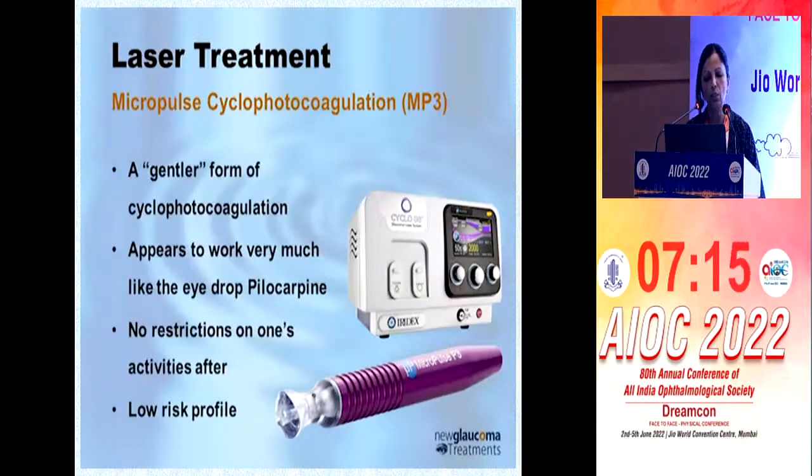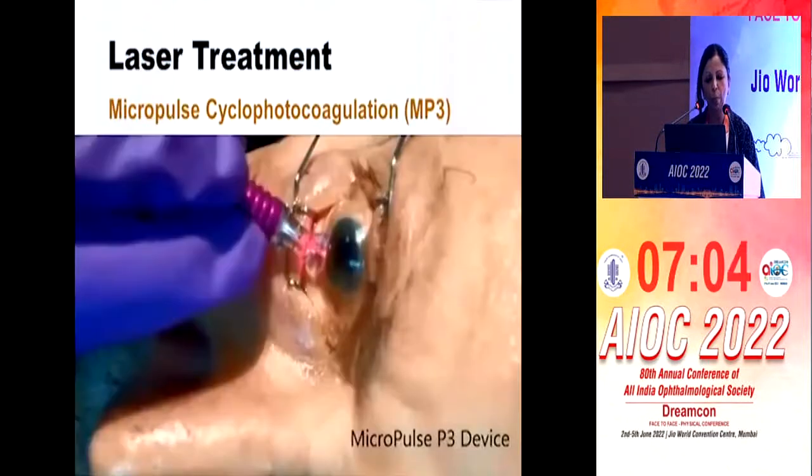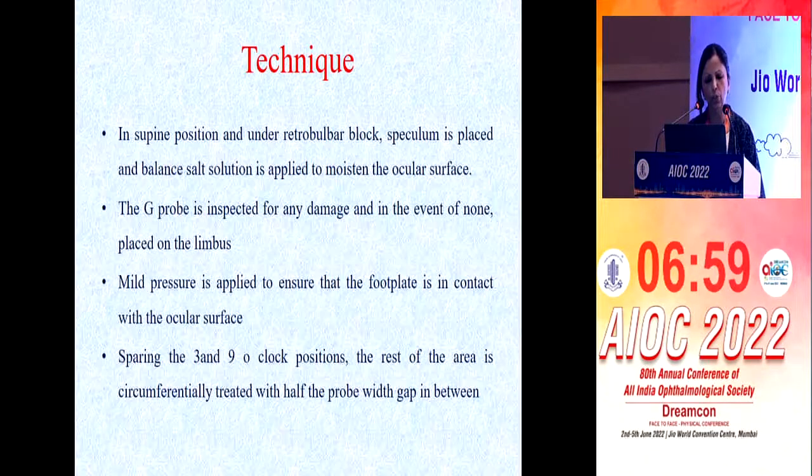So that is the instrument that you see out there. It's a gentler form of cytophotocoagulation and appears to work very much like the eye drop pilocarpine, with no restrictions on one's activities either, and a low risk profile. And that is how it is applied in both the quadrants.